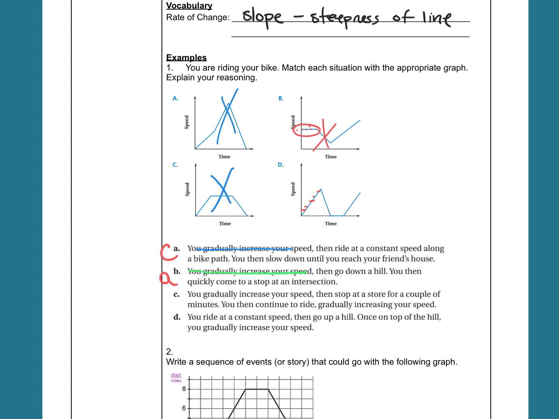Then stop at a store for a couple of minutes. Well, what happens when I stop my bike? I'm not going to stop in a split second. I'm going to start putting the brakes on and my speed's going to slow down until I'm completely stopped. I'm going to stay stopped. So that tells me I'm stopped at that store.